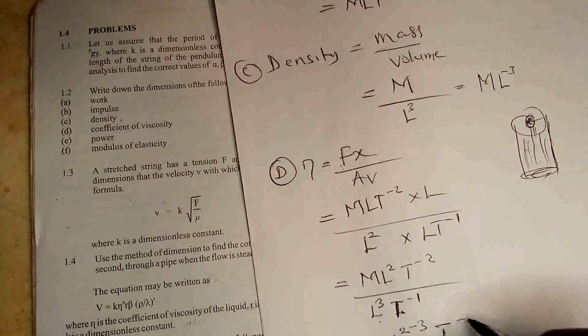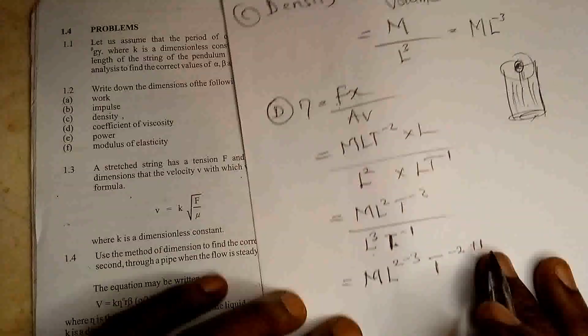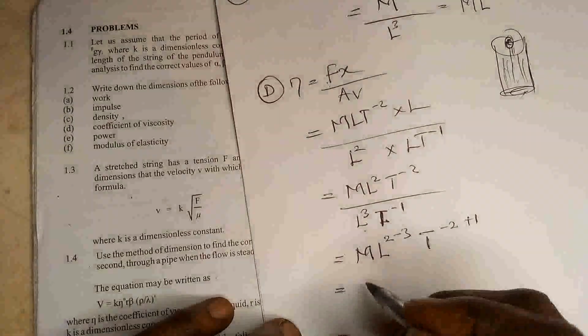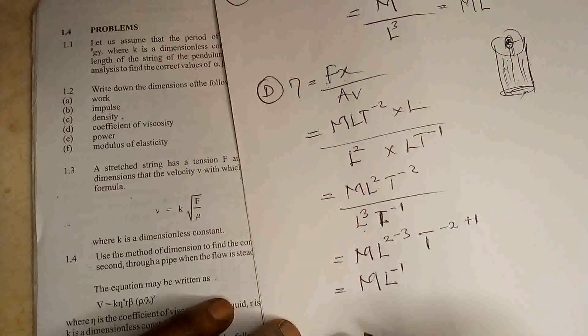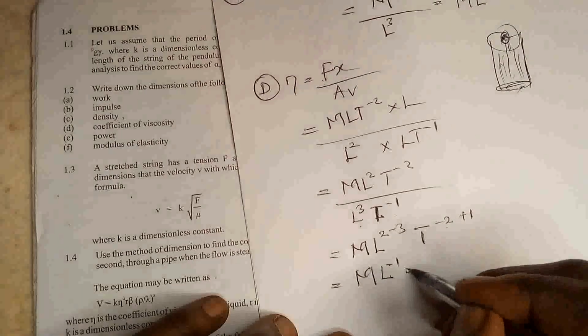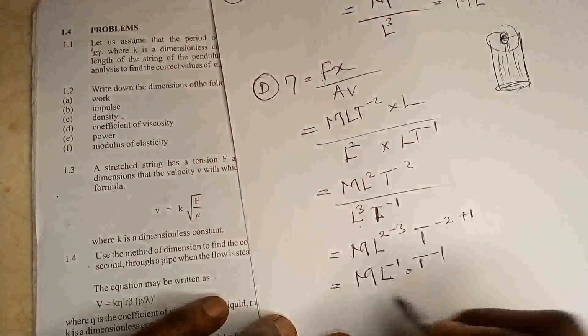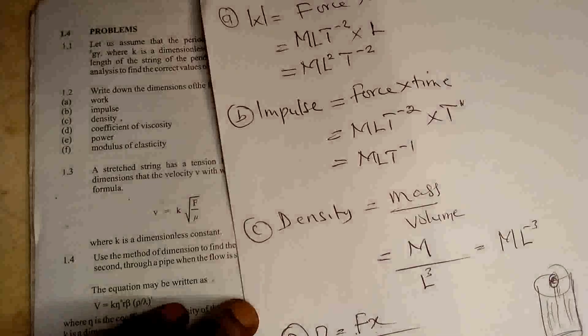Then the T here, we have minus 2. If we bring it to change to plus 1. Okay, so we have this. So we are going to have M L raised by minus 1. 2 minus 3 is minus 1. Then times minus 2 plus 1 will give us minus 1. So we have this up there. All right, so this is the first three questions we have here.